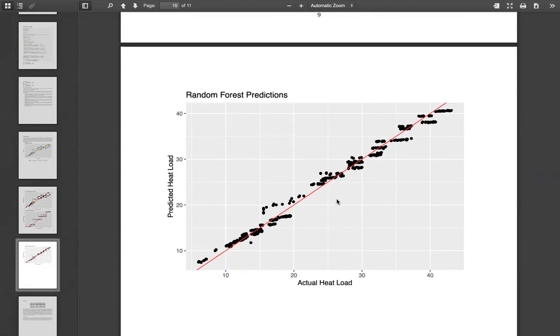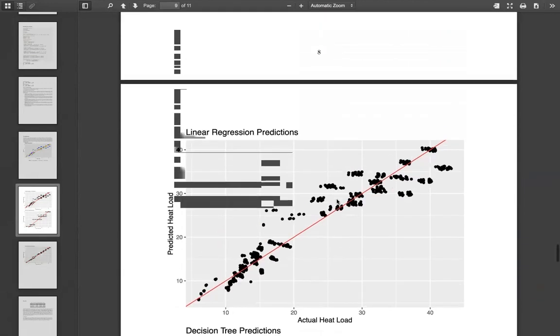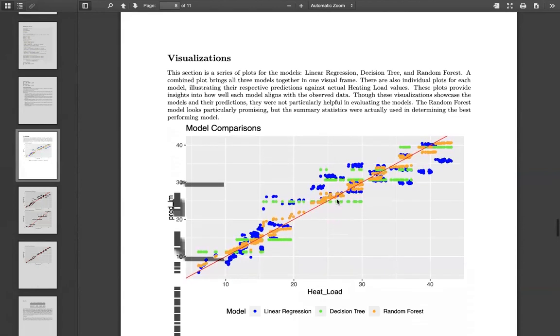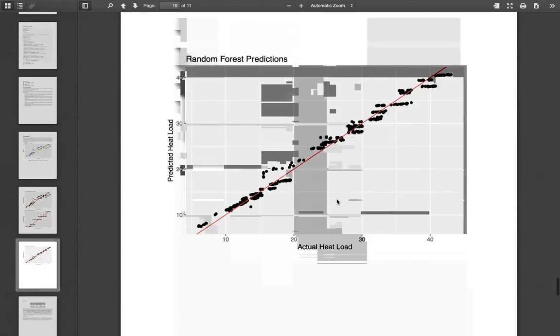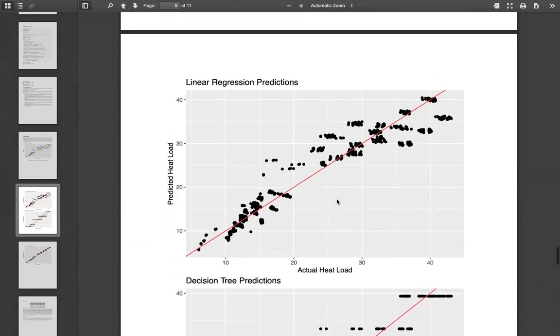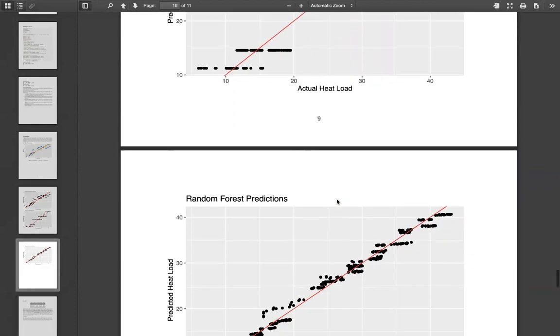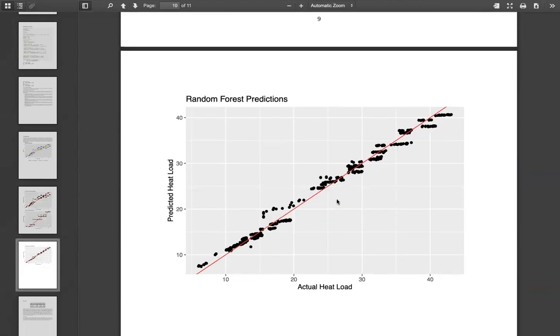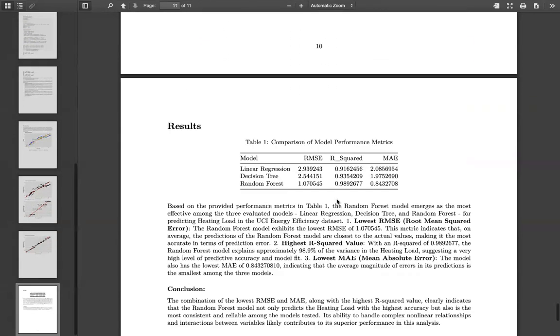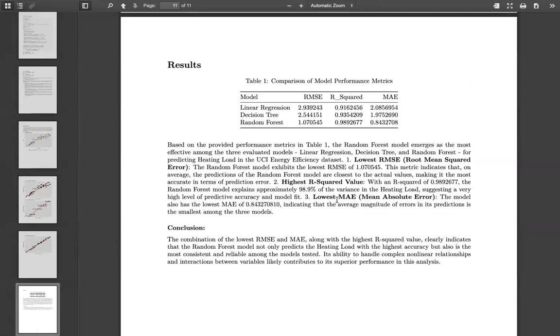Here is my random forest predictions, my last model. I had hoped that my visual representations would help me more in deciding which one was the best model, but I couldn't really tell, honestly. I included these visualizations because I thought it would look good as part of my presentation, but honestly, I just used the summary statistics to decide on the best model.